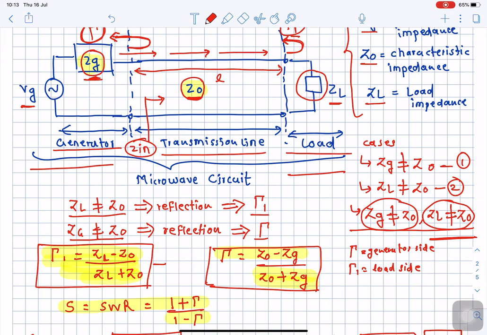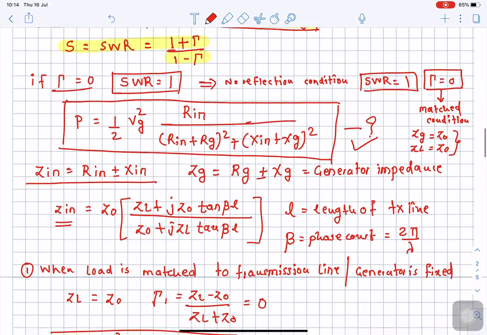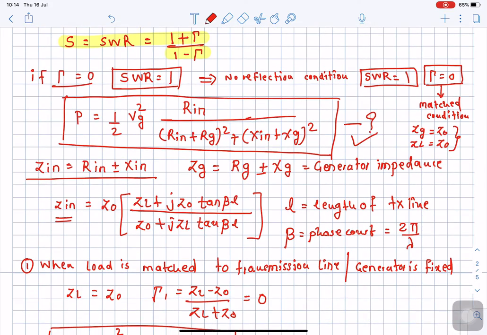The input impedance Zin is the impedance observed by looking into the transmission line towards the load side. How is this impedance given? It is given in terms of real part and imaginary part. Similarly, we have the generator impedance Zg, which is again represented in real and imaginary parts.